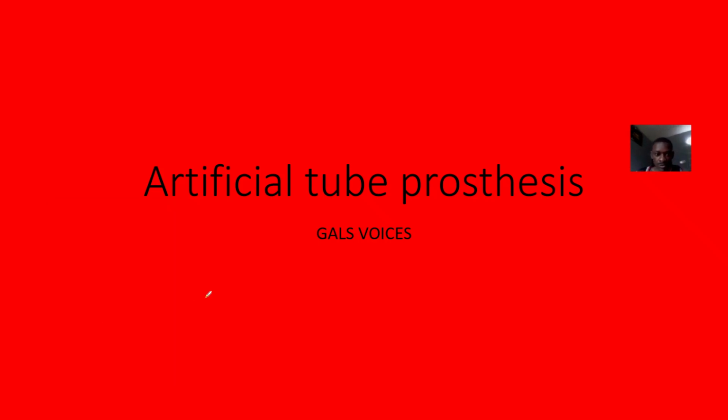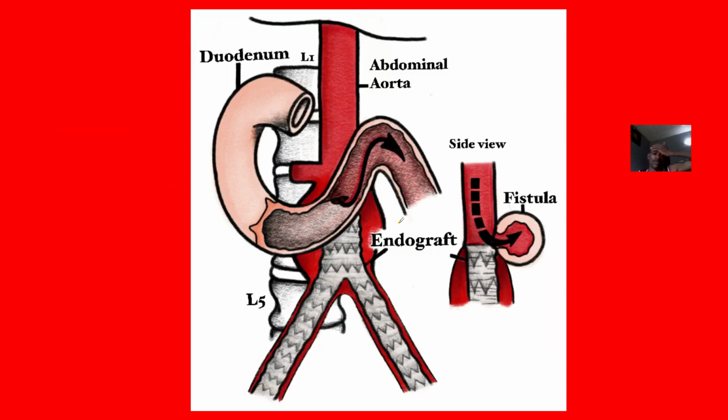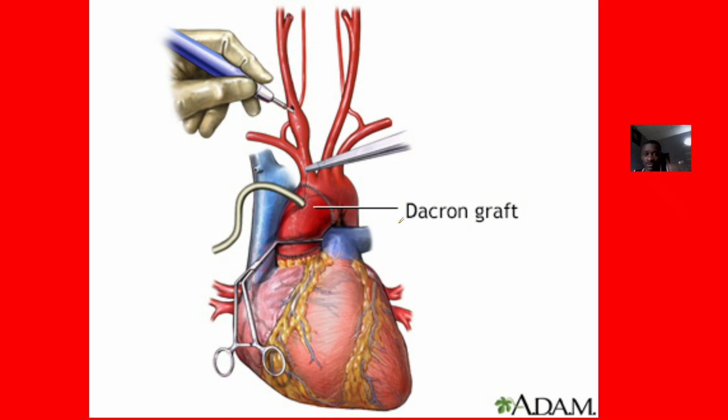Alright, okay. So we've been talking about congenital heart diseases. Now, in talking about these congenital heart diseases, we're just trying to give one or two overviews on the types of treatments for them. You understand? So one modality of treatment is the artificial tube prosthesis. Okay, we'll get to define it.